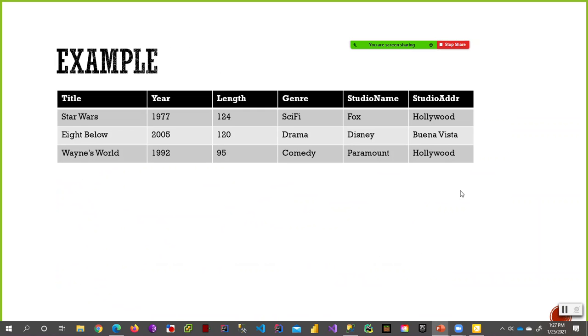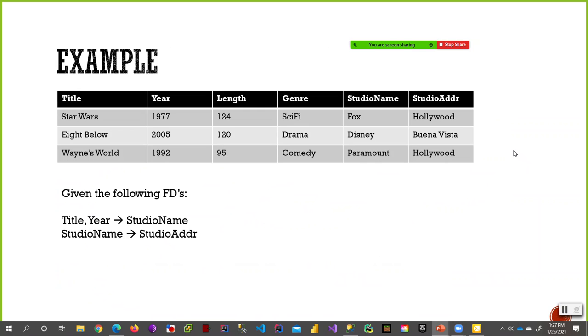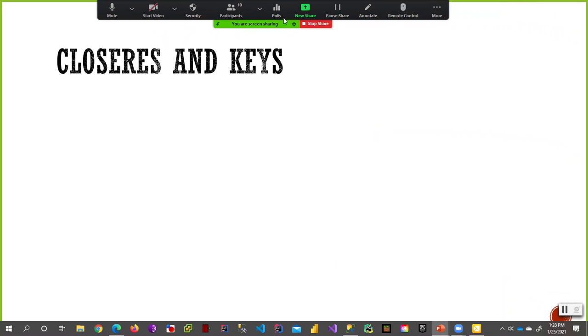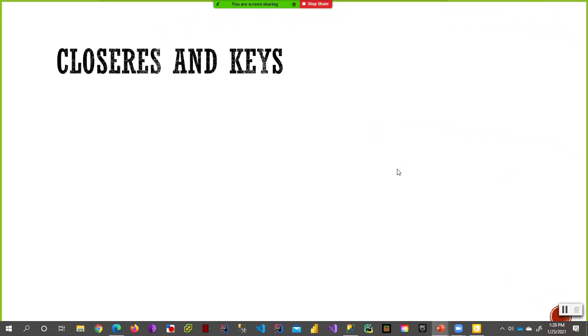All right, so an example of the transitive rule would be if I've got title, year functionally determines studio name, and studio name functionally determines studio address, then title, year also determines studio address. And this is just going over the same stuff that we've gone over before. Now it starts getting a little bit hairy.